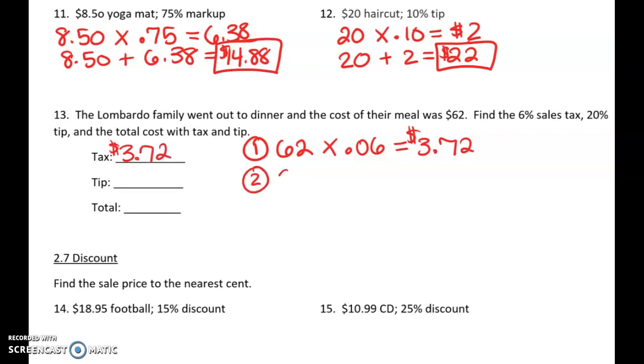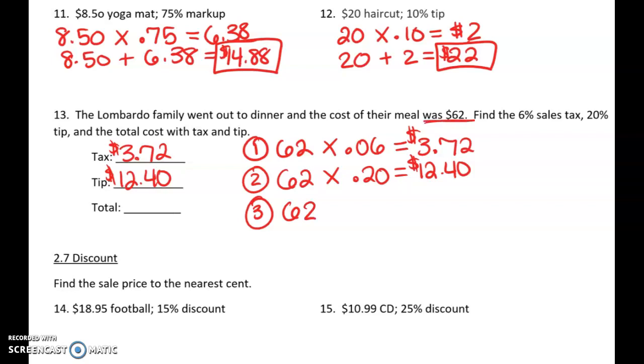Now I'm going to start again with the initial $62 and find the tip. So they want 20% of $62, which gives me $12.40. Okay, so that's my tip. And then to find the total, I'm just going to add them all up. So $62 was the initial cost of the meal, $3.72 was the tax, and $12.40 was the tip. Okay, so that gives me a total of $78.12 for the bill.